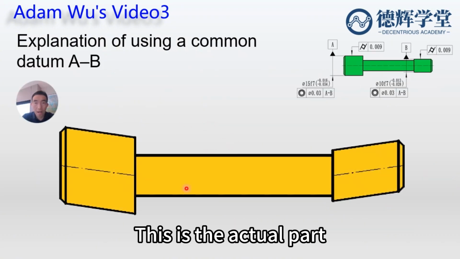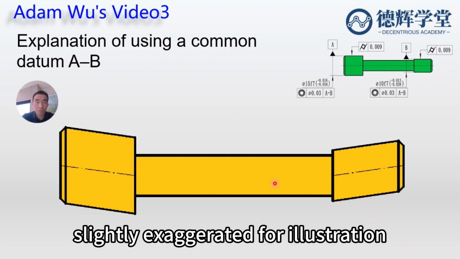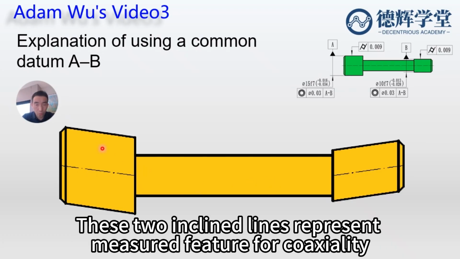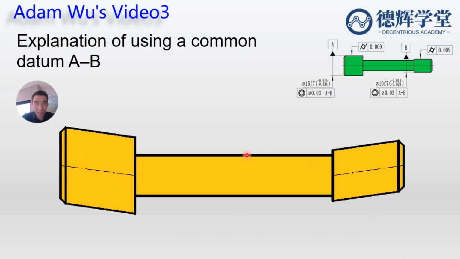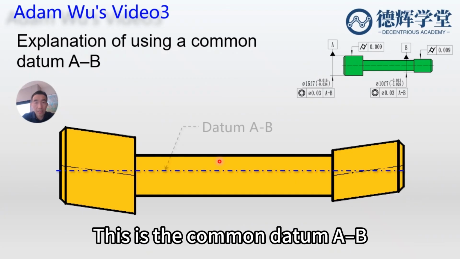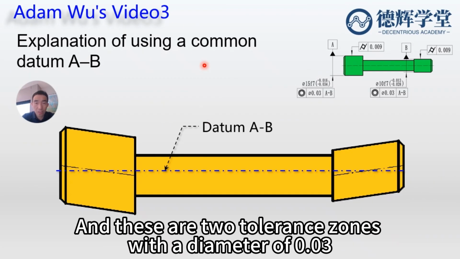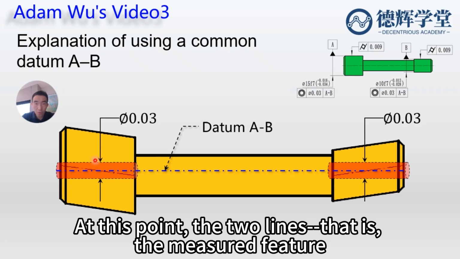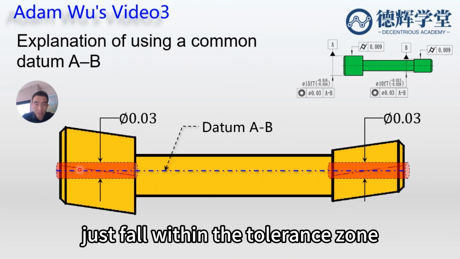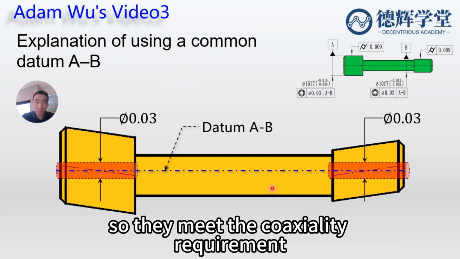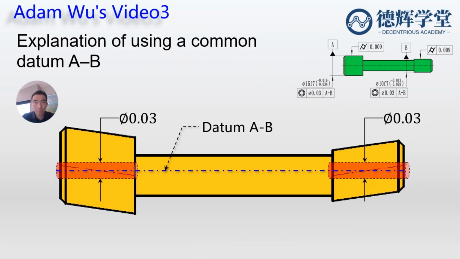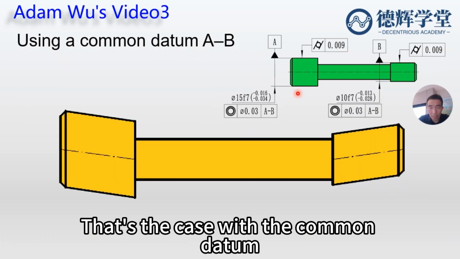This is the actual part, slightly exaggerated for illustration. These two inclined lines represent the measured feature for coaxiality. This is the common datum A-B, and these are two tolerance zones with a diameter of 0.03. At this point, the two lines that are the measured feature just fall within the tolerance zone, so they meet the coaxiality requirement. That's the case with the common datum.